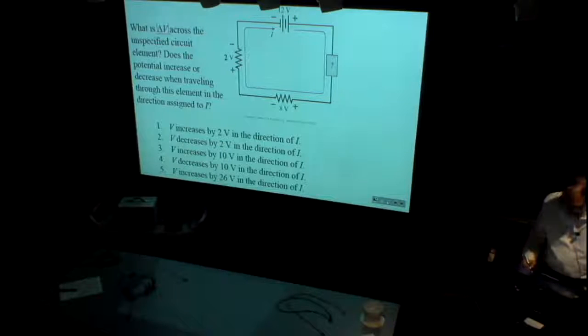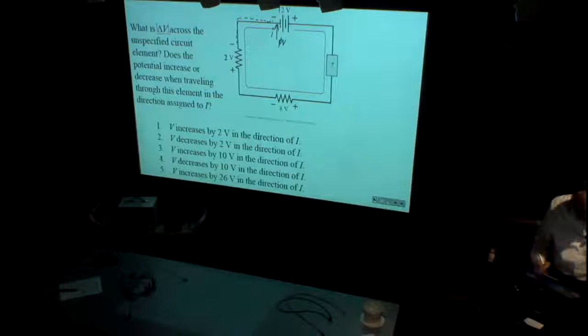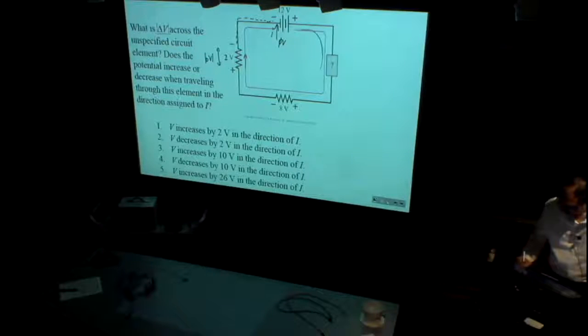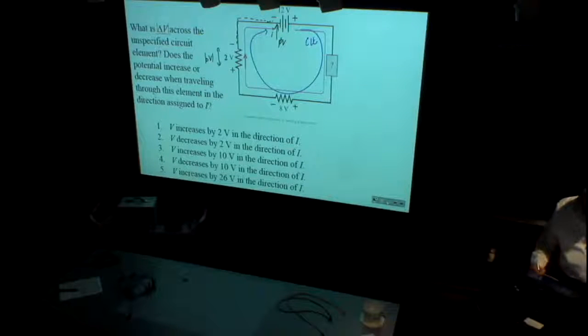So what we know here, this potential we can set to 0 volts. And this is the voltage across the resistor. Now, electric current through this resistor travels up because electric current in the circuit is clockwise, which means from here to here, potential should increase.